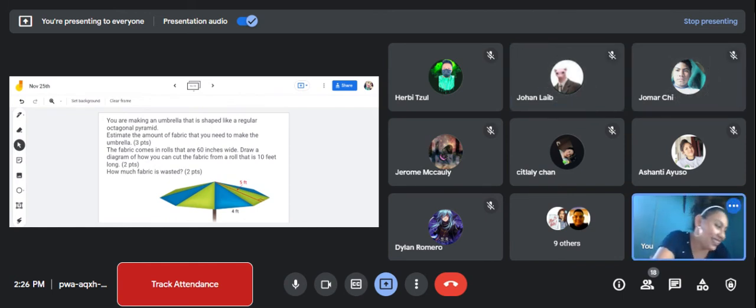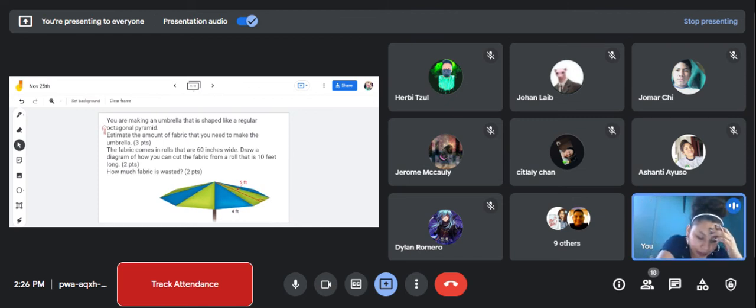Okay. So looking at this question, it says you are making an umbrella that is shaped like a regular octagon pyramid. So how many sides does this octagonal pyramid have? 8, Miss. 8. Very good.